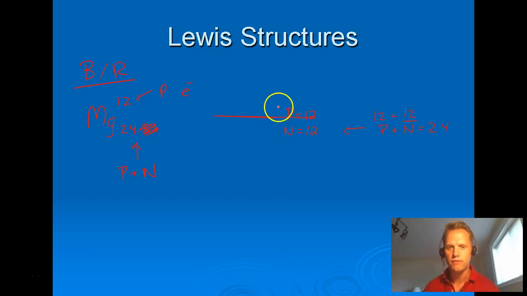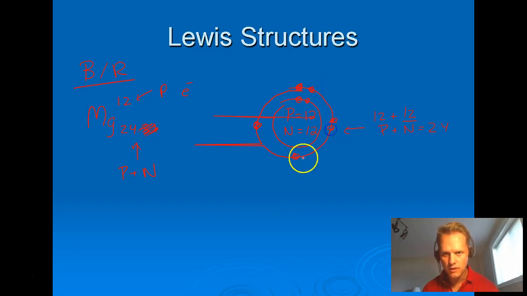The first shell holds how many? It holds 2, so we half fill, then we pair. Then we fill up the next shell. Notice I'm half filling it. If it holds 8, then I have to put 4 around before I pair. And then this is my last 2. So this is the Bohr-Rutherford diagram. How many valence electrons does it have? Valence electrons are in the outermost shell, and you can see it has 2.